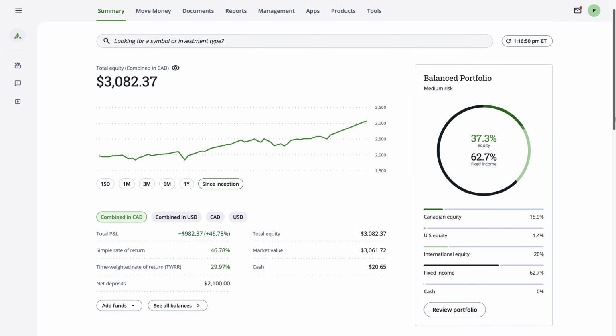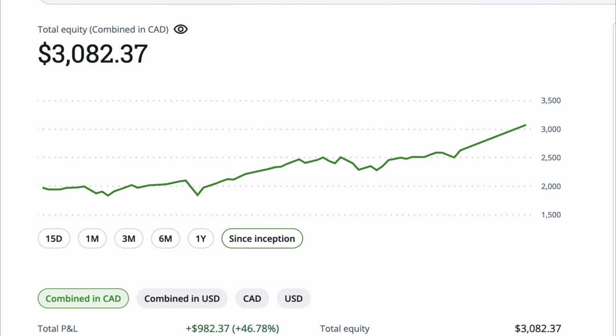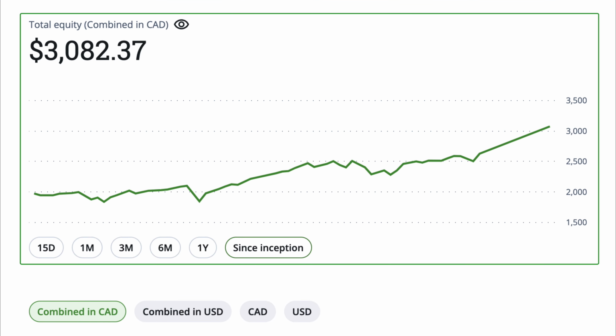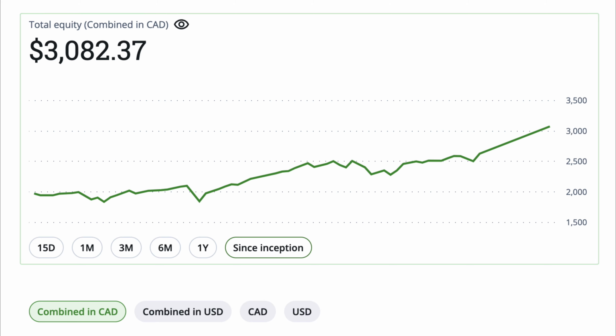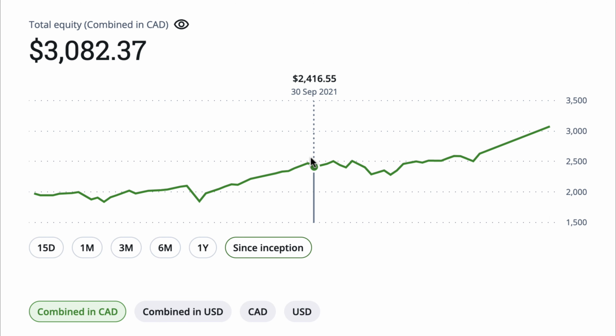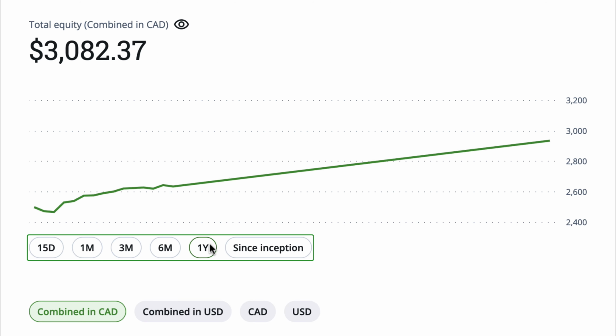Once you're on the Account tab, the first thing you'll notice is the price chart. This shows your account's growth over time. You can comb over the graph to see your total equity at any given point. You can also use the buttons below to adjust the time frame you're viewing.